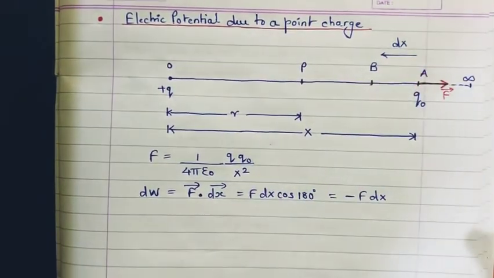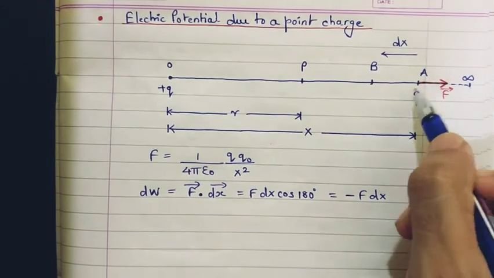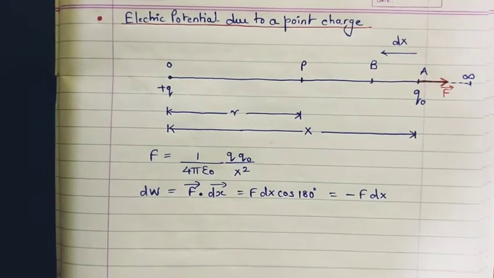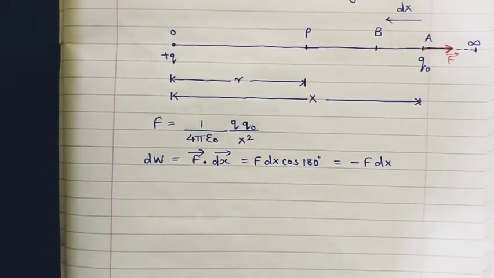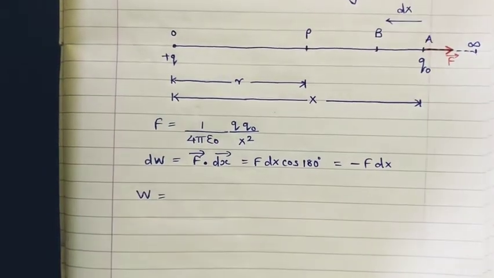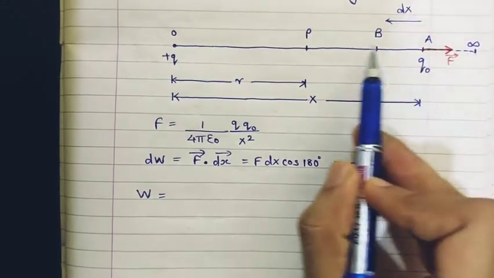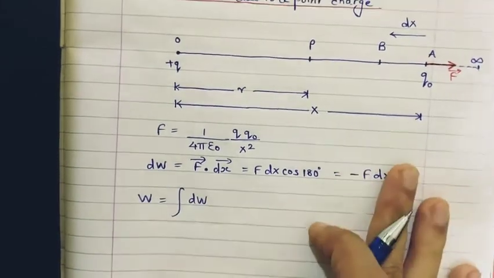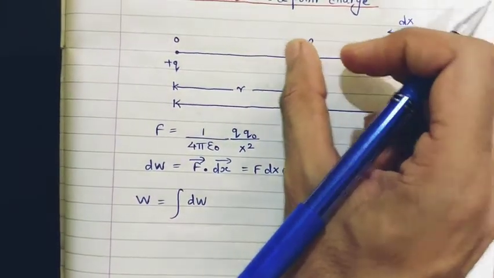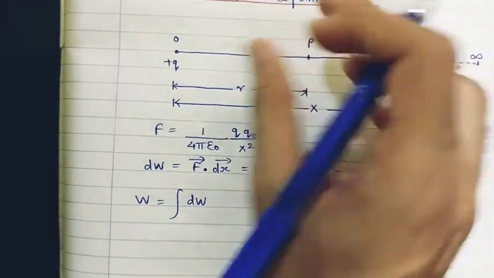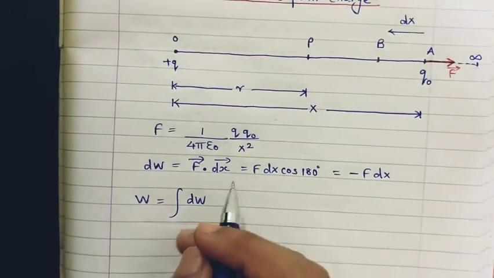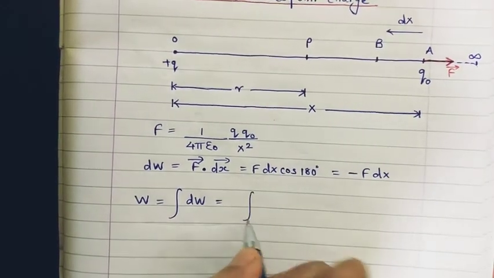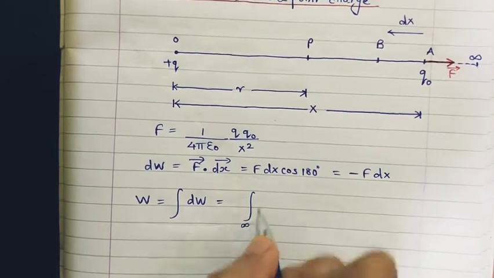Now if we want to find out the total work done in moving this test charge from infinity to this point P, I'm going to apply a little bit of mathematics, that is integration. The total work done in getting the charge from infinity to this point P is going to be the integral of this small work done. We'll be combining such small works from infinity. We are going to integrate it. So let's substitute whatever we got over here. It's going to be integration from infinity to r.